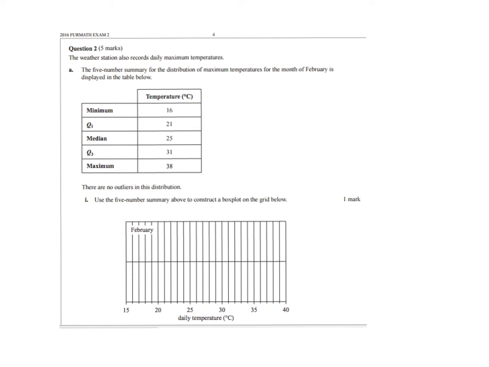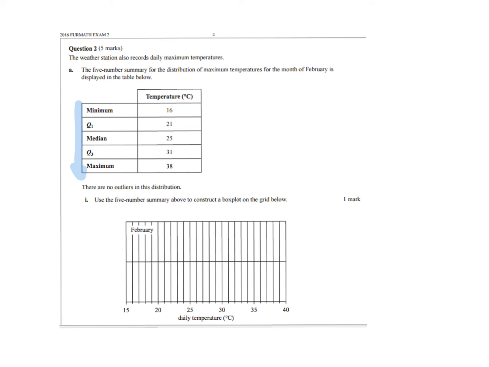The 5-number summary for the distribution of maximum temperatures for the month of February is displayed below. So here we've got our 5-number summary. There are no outliers in this distribution, so they've told us that. Use the 5-number summary to construct a box plot. This is quite easy. You just go and pop them in.